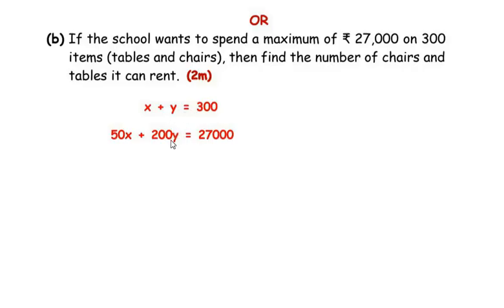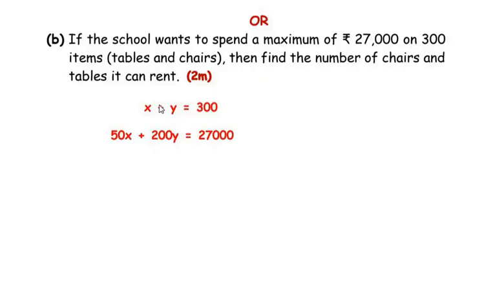But the second equation, that is the total cost spent by the school, changes a little bit. The supplier still says that for one chair it is going to be 50 rupees, for one table it is going to be 200 rupees. So the left hand side terms remain the same. But now the school is going to pay 27,000 rupees instead of 30,000 rupees. So the second equation now becomes 50x plus 200y is equal to 27,000.